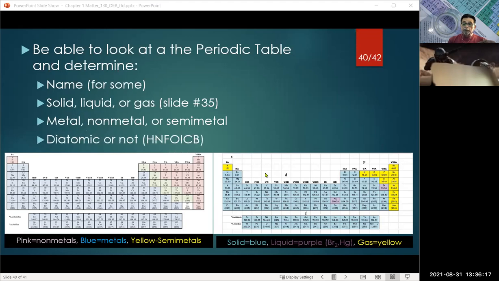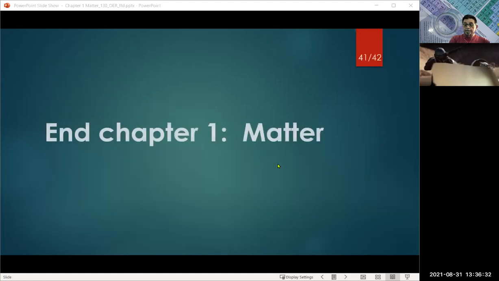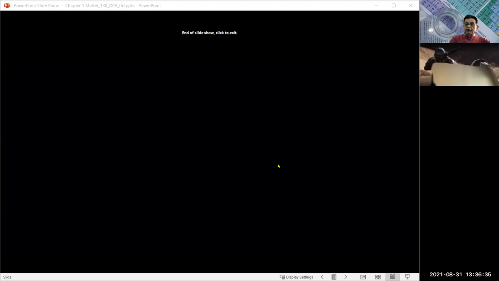Okay, and then which ones are diatomic? There's only 7 of the 118. All right, so you know that solid, liquid, gas, we had 2 liquids, right? We had 12 gases and 104 solids. Whoa, okay. All right, so much for chapter 1.